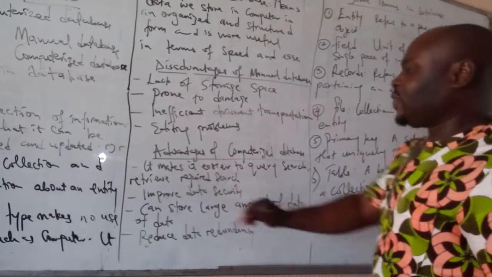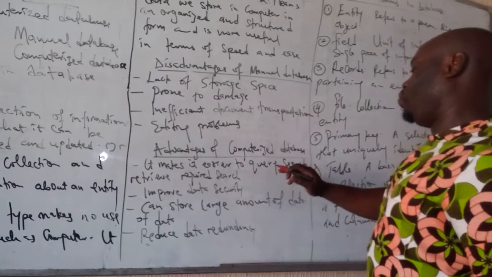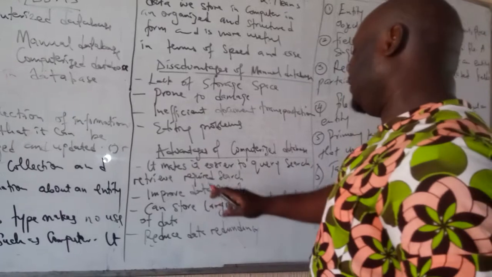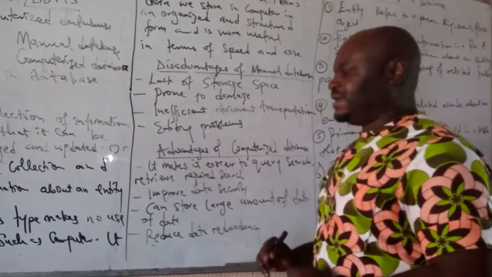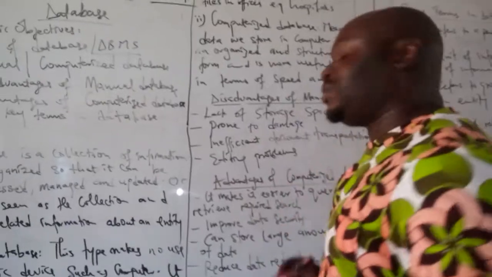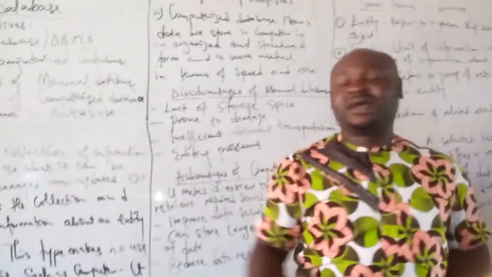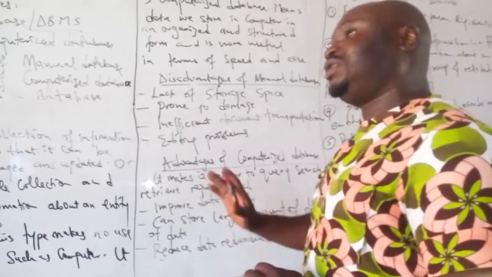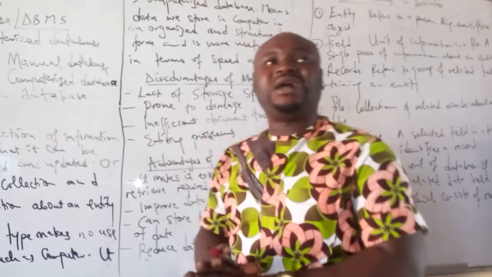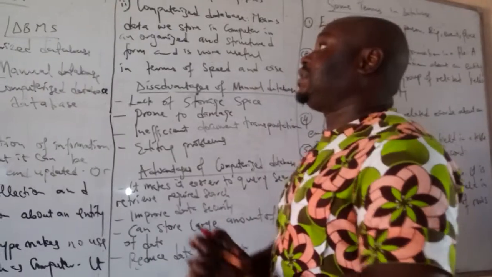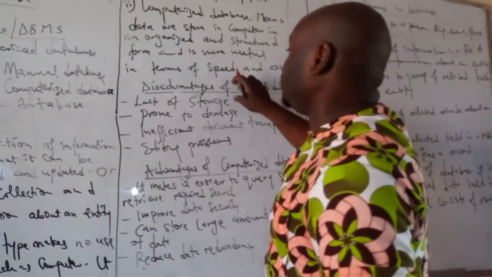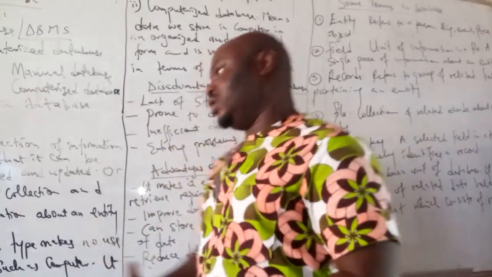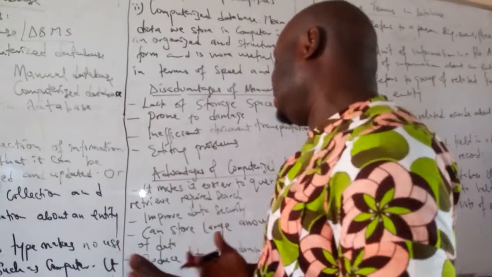Let's look at some of them. It makes it easier to query. It makes it easier to query what? Search. Retrieve required data. What do you mean by this point? We say that under computerized, retrieving of stored data is very, very what? Easy. You can easily retrieve what you have saved, no matter the amount of data that it can be. But if you were to be in the manual, you see yourself checking files one by one, and such will take your time and energy.